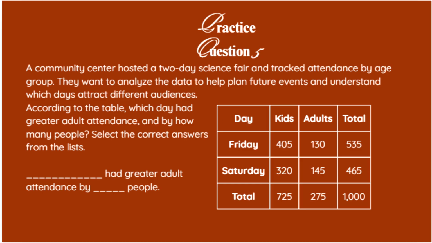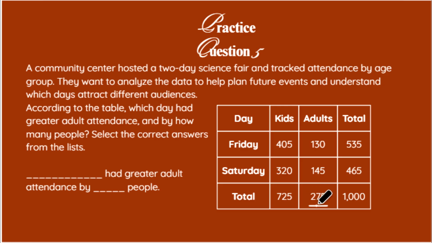Practice question number 5. A community center hosted a 2-day science fair and tracked attendance by age group. They want to analyze the data to help plan future events and understand which days attract different audiences. According to the table, which day had the greater adult attendance? So which day had the most adults? That would be here. And by how many people? And then these have drop-down menus too.